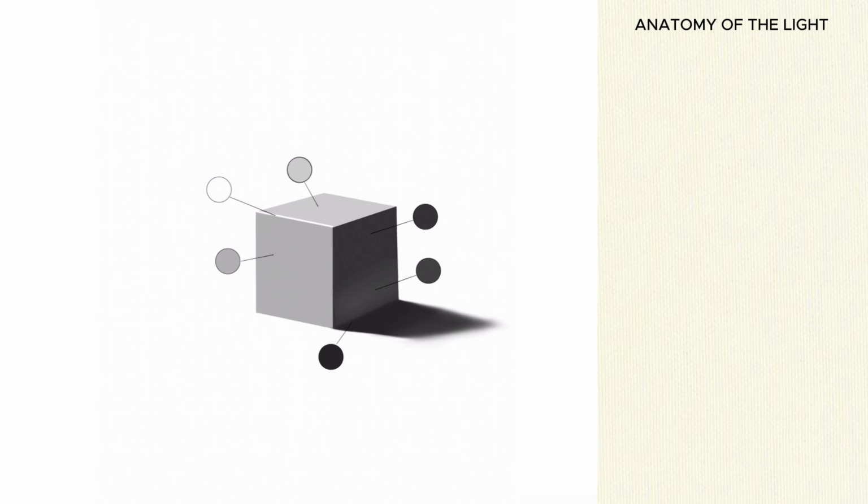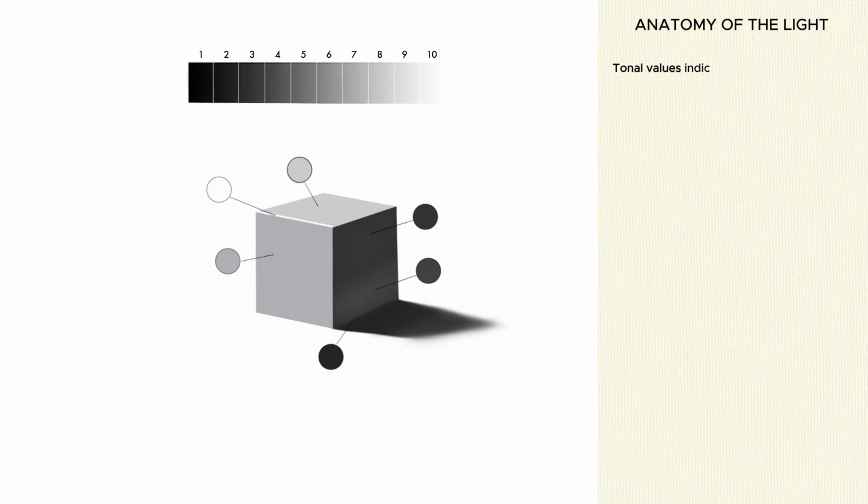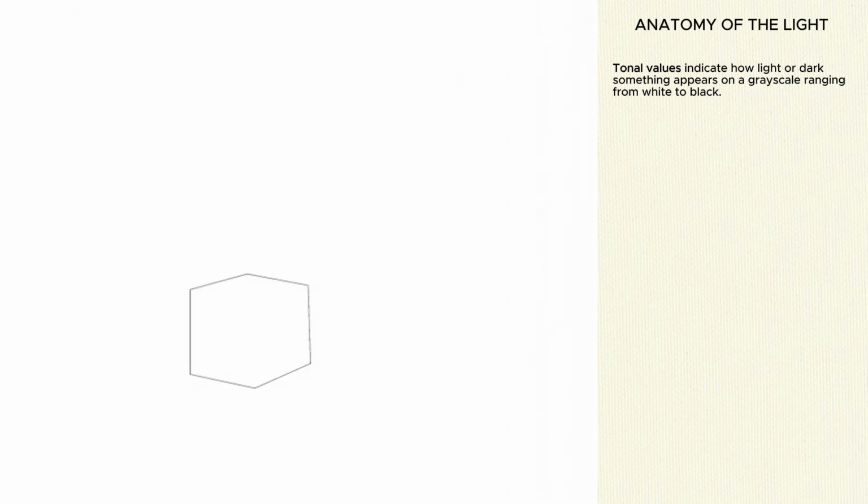Let's begin. In the previous lesson, we introduced one of the most crucial elements of design, tonal values. As explained, tonal values indicate how light or dark something appears on a grayscale ranging from white to black. But what is the relationship between tonal values on an object? Why do they have that specific tonal value and not another? Why are they positioned where they are and not elsewhere? What determines the proximity of two values and how they communicate with each other? The answer lies in the anatomy of light of an object.